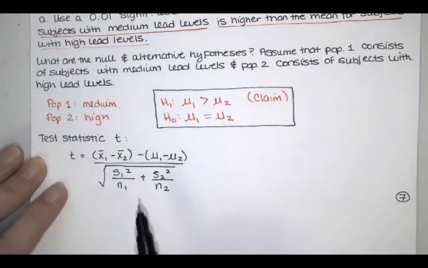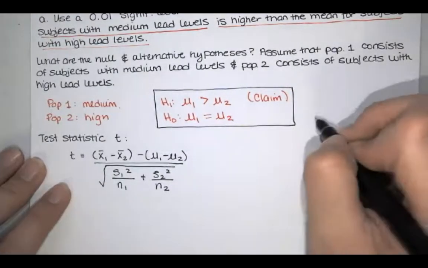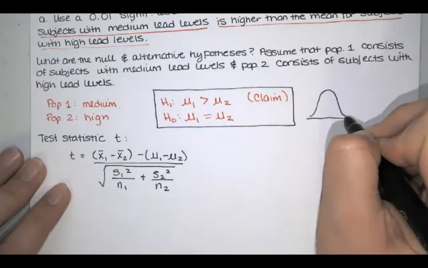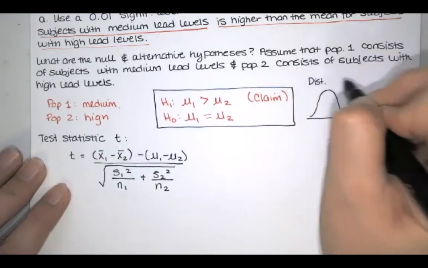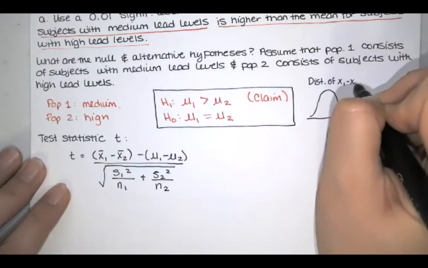Okay. Now, in order to interpret this, the way you want to think about this is you're starting with the distribution of x sub 1 bar minus x sub 2 bar.